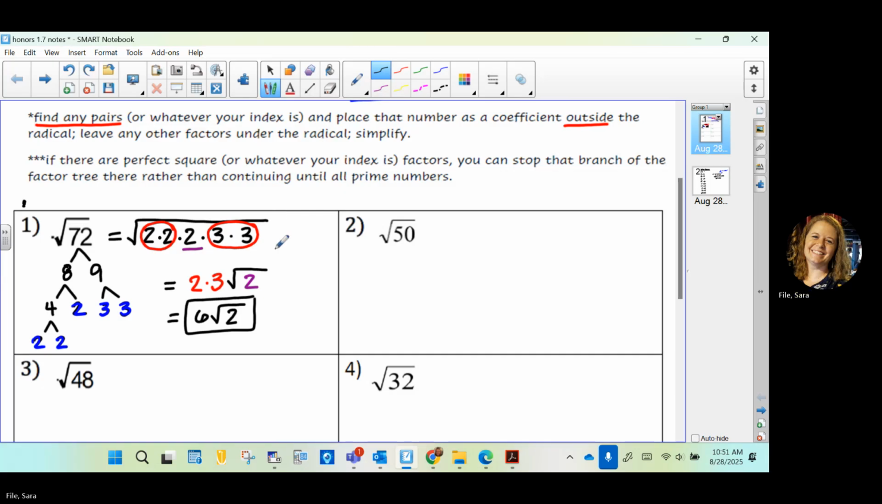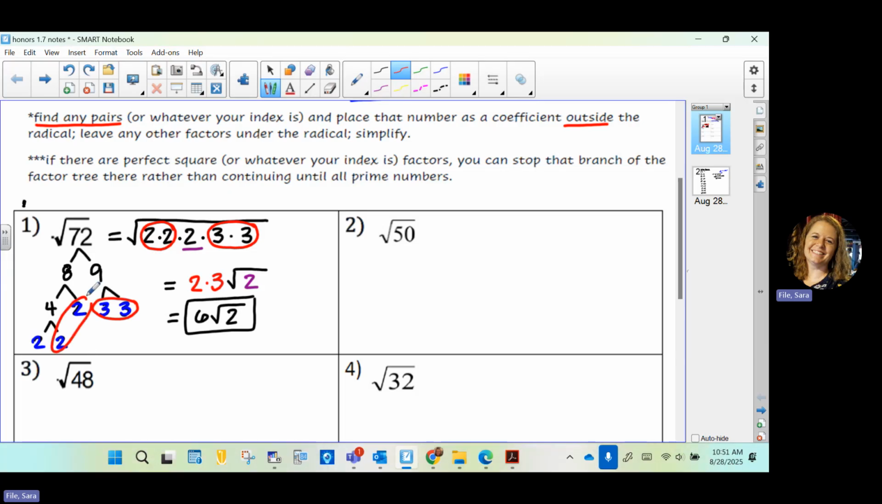Okay. So some of you, instead of listing it out like this every time, you're just going to look at your tree and you're going to find your pairs there. You're going to say, oh, there's a pair of 3s. Now, I want you to understand, your pair of 2s don't have to be next to each other like this. This could be a pair of 2s.